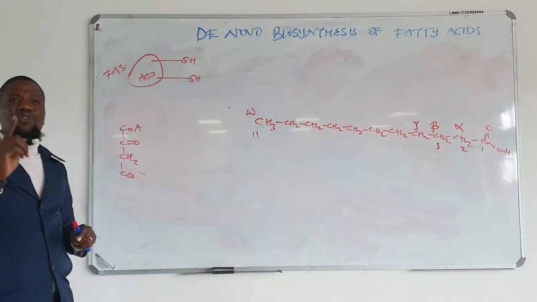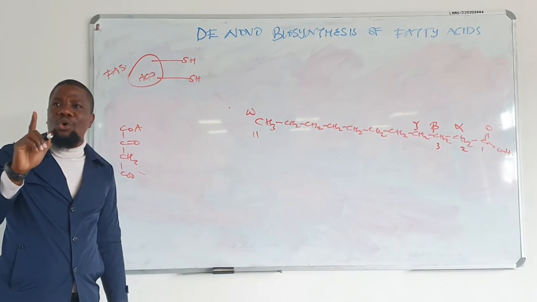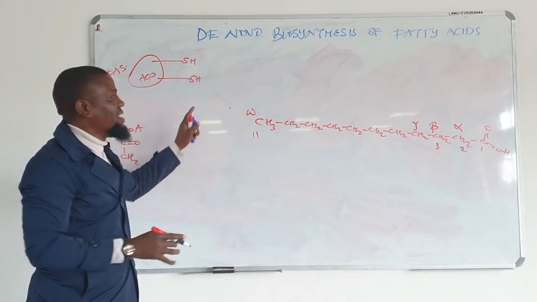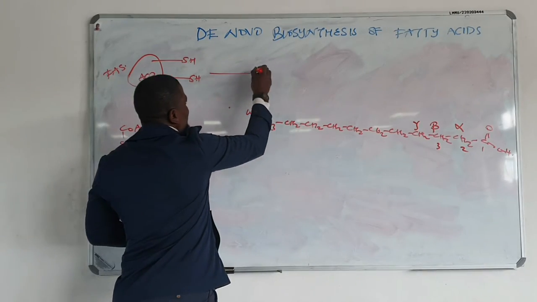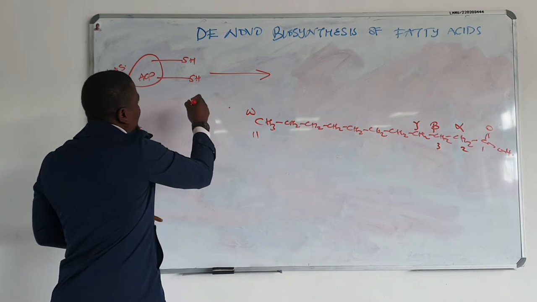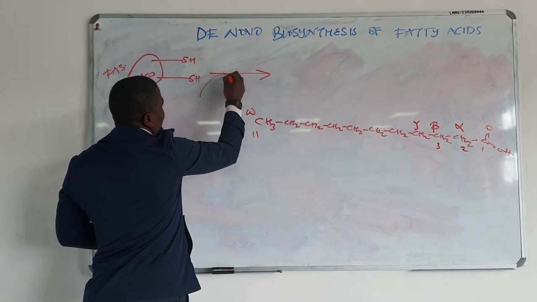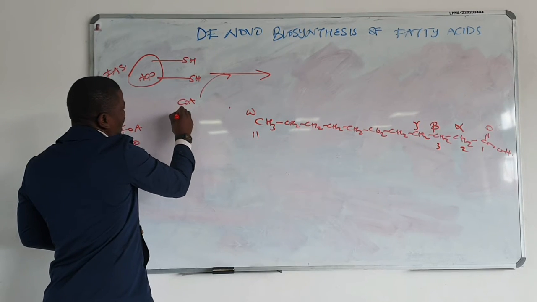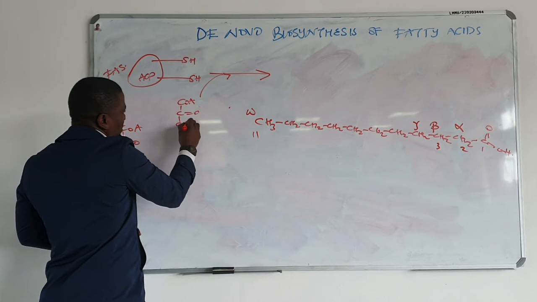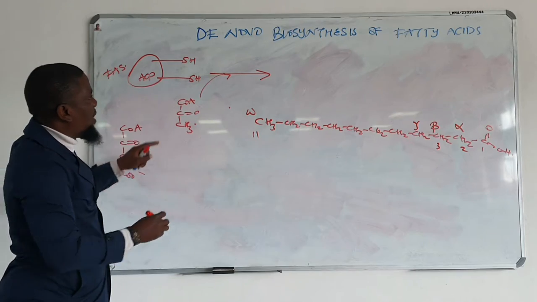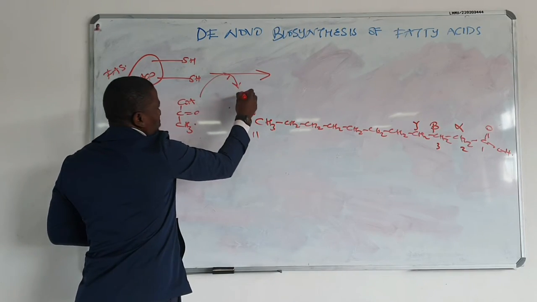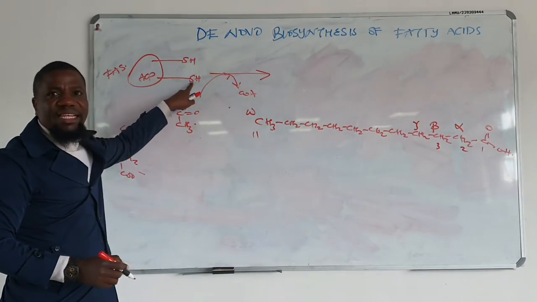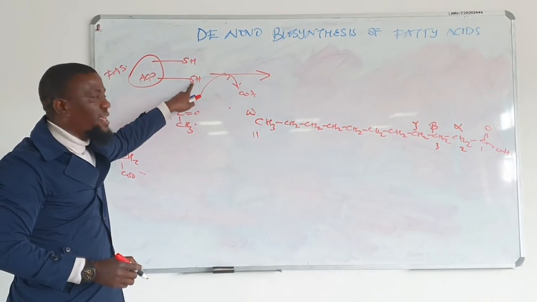Addition of the first acetyl CoA. It's probably the only acetyl CoA that is going to be added, in fatty acyl CoA. So an acetyl CoA is going to be added there to the acyl carrier protein. So this comes in, the CoA goes off and assists the attachment of the acetyl group there.